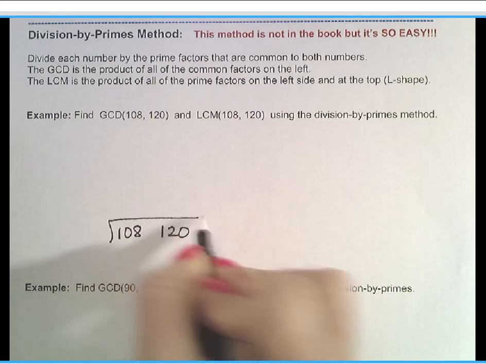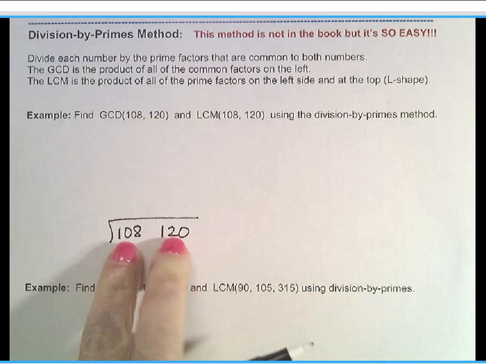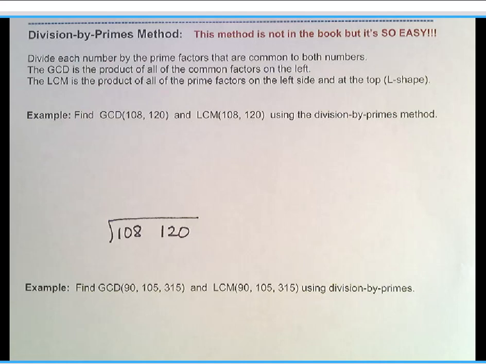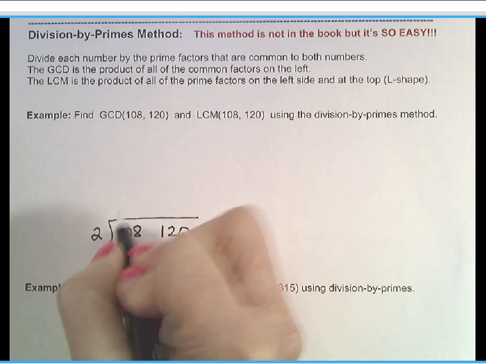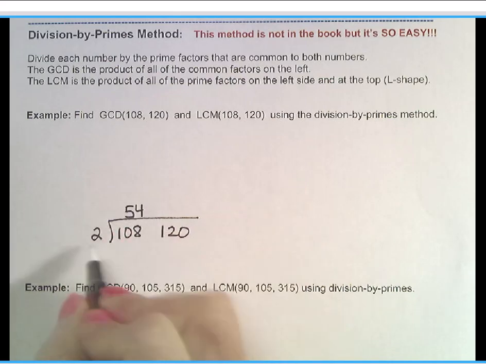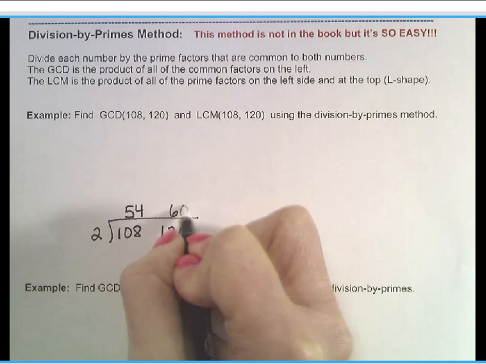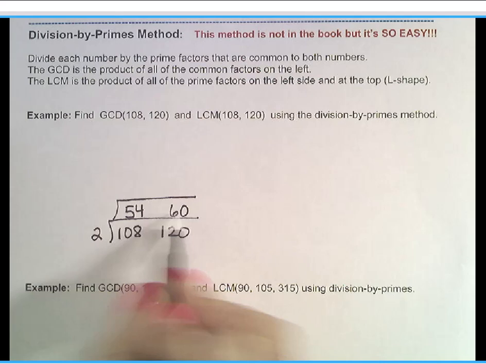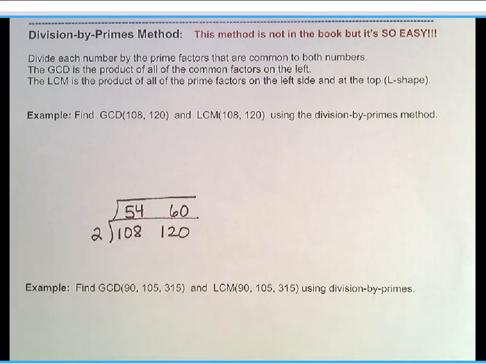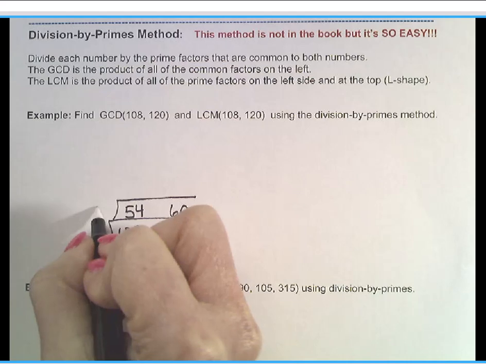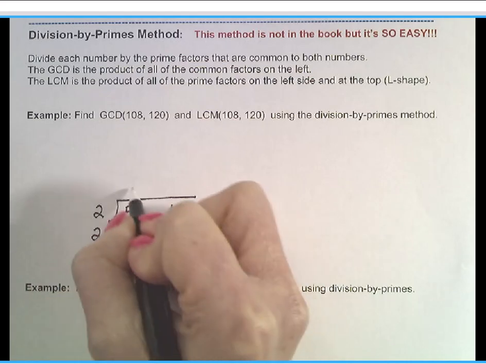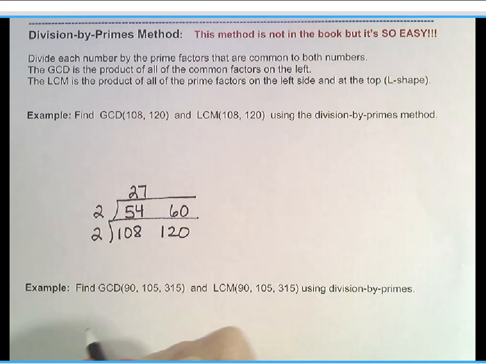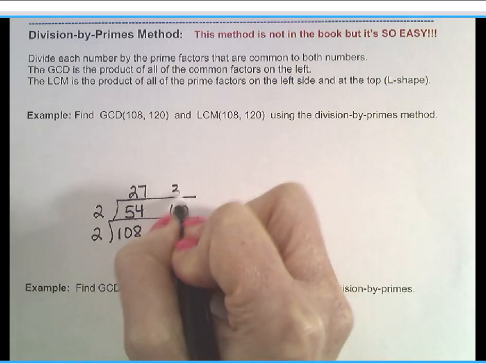So the point is to figure out what the common factors are. So find a prime number that will divide into both of these. And since they're both even, I think 2 is a great number to start with. So we're going to divide by 2. 2 goes into 108 54 times. 2 goes into 120 60 times. And then you just keep dividing to see, is there another common factor? Well, 54 and 60 also both even. So let's divide by 2 again. 2 goes into 54 27 times. 2 goes into 60 30 times.